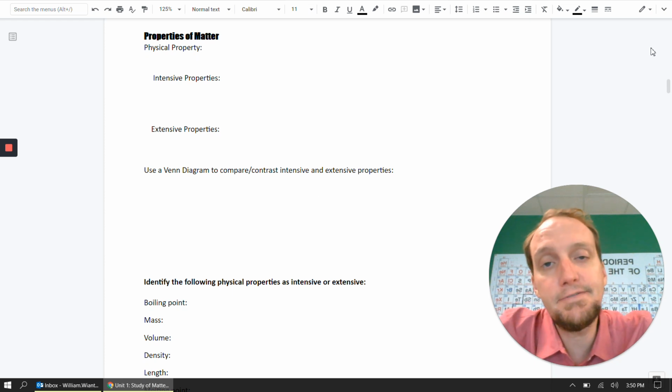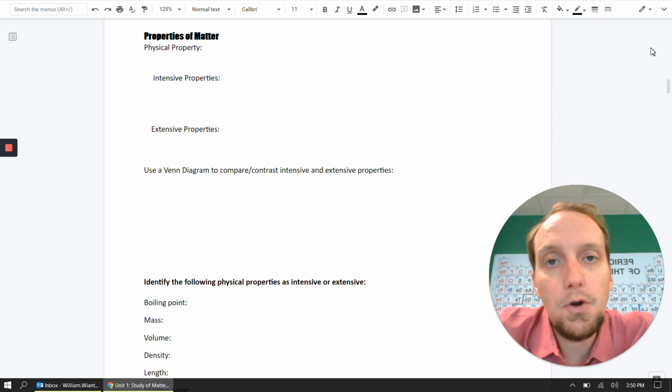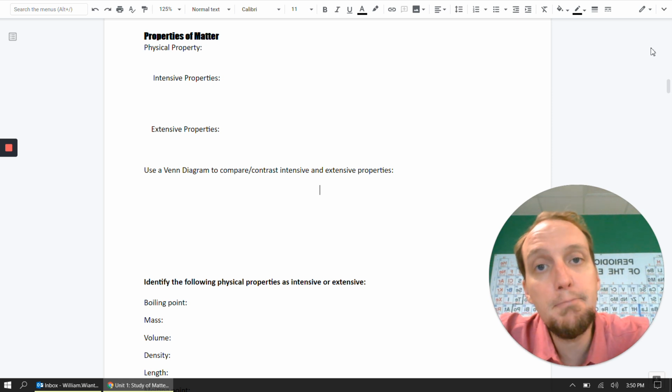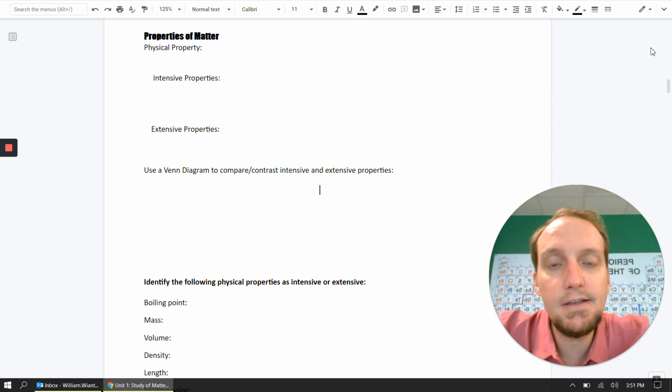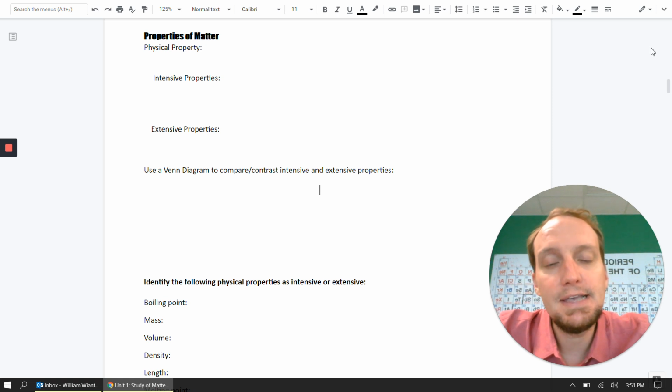Now that is different from an extensive property. An extensive property is dependent on the quantity that you have. For example, the length of a rope would depend on how long it is. You could have a 2 centimeter long rope, or you could have a 2 foot long or 2 meter long rope. That is an extensive property, the length. It depends on how long the rope is. The color of the rope is an intensive property. It doesn't matter how long the rope is, the color is going to be the same.